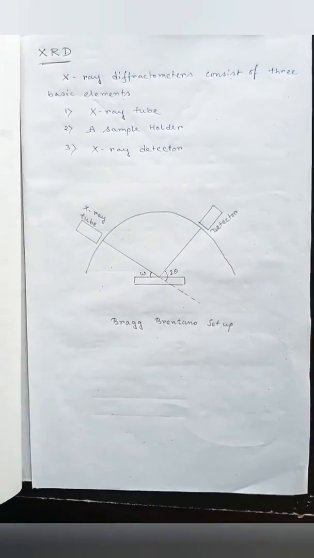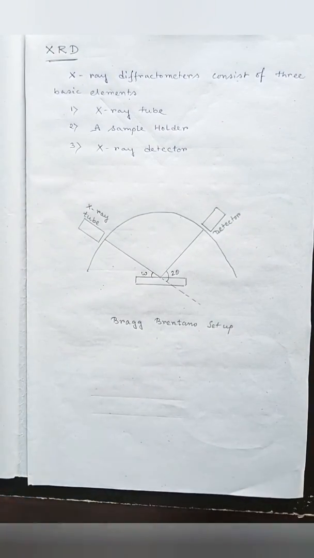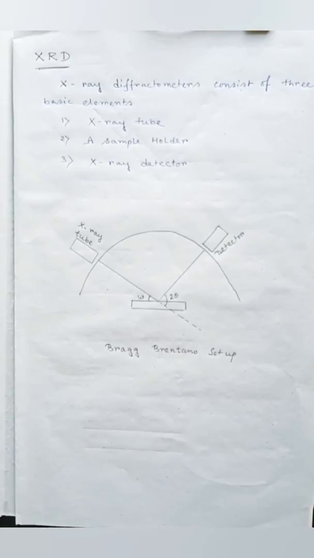Okay, now come to the next point, XRD. XRD stands for X-ray diffraction. It is a rapid analytical technique primarily used for phase identification of a crystalline material and can provide information on unit cell dimension. The XRD analysis is based on constructive interference of monochromatic X-rays and a crystalline sample.